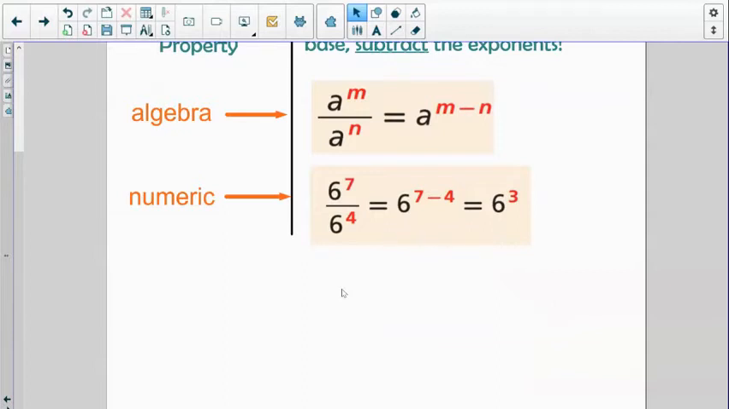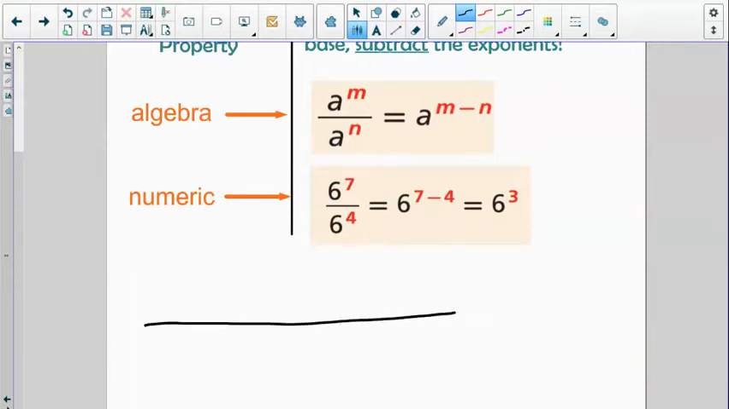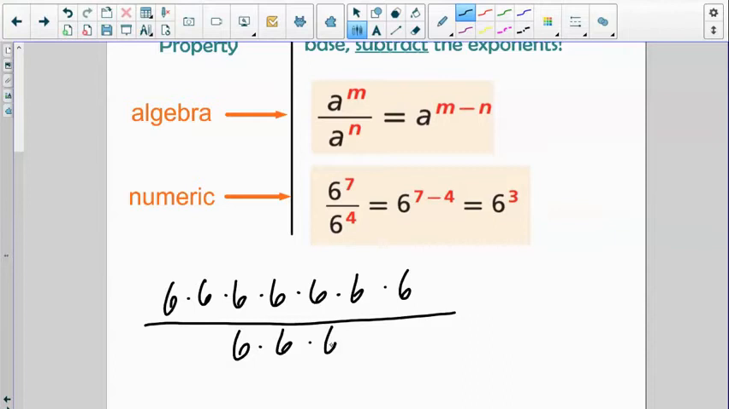The reason why this works is because if we take this example, 6 to the 7th over 6 to the 4th power, and write this in expanded form. In the numerator, I'd have 6 times 6 times 6 times 6 times 6 times 6 times 6. I think I said it 7 times. If not, I meant to. And in the denominator, I have a 6 multiplied by itself 4 times.